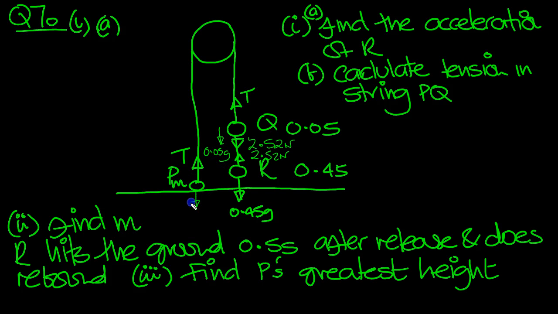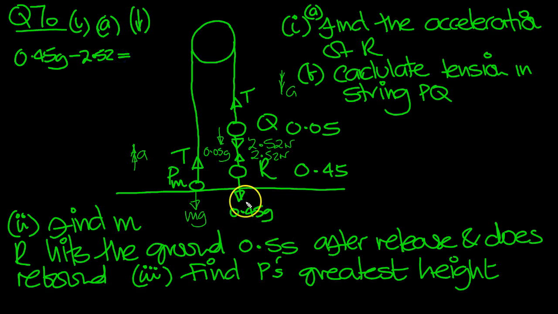Now the weight here will be mg. When P is released from rest, it's going to accelerate with the acceleration A. I've put a tension in the string here already, and it's going to come down here with acceleration A. So let's apply F equals ma to R. It's going downwards, so let's apply F equals ma in the downwards positive direction. 0.45 g is the weight, minus the tension in the string, is equal to the mass, 0.45, times the acceleration, that's F equals ma.